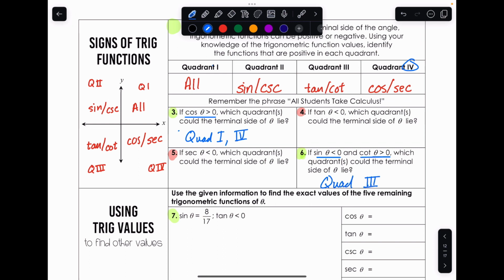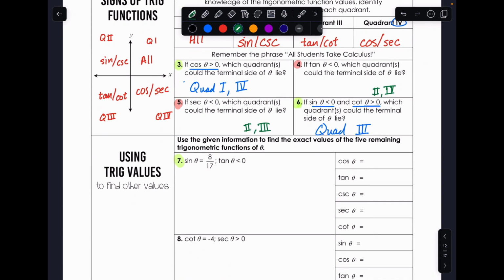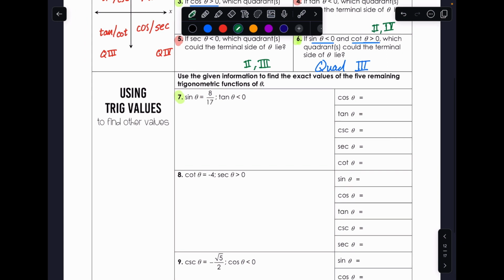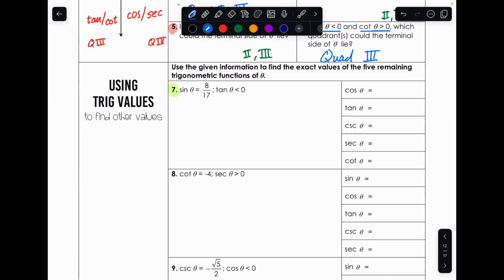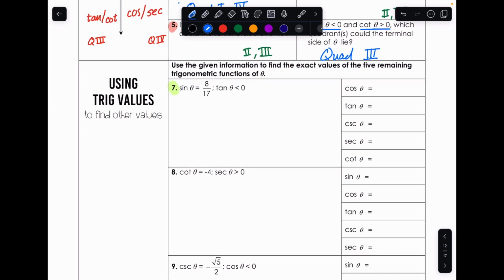Okay, I want you guys to do 4 and 5. If you pause the video, you can try to work on those. I'll go ahead and give you the answers now. It's quadrant 2 and quadrant 3. Over here, quadrant 2 and quadrant 3. All right. Again, make sure that you save any questions for when I next see you guys in class. We're going to use all this information to try to figure out the trig values and find other values of these triangles.